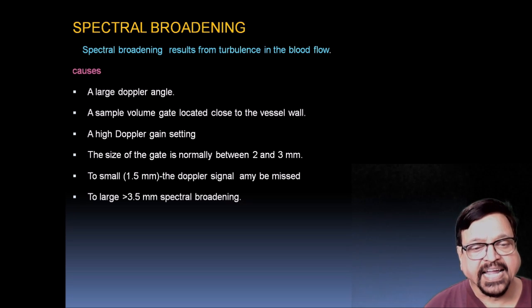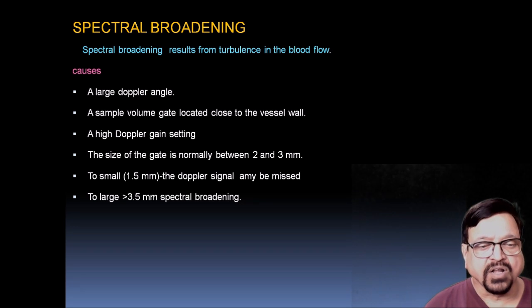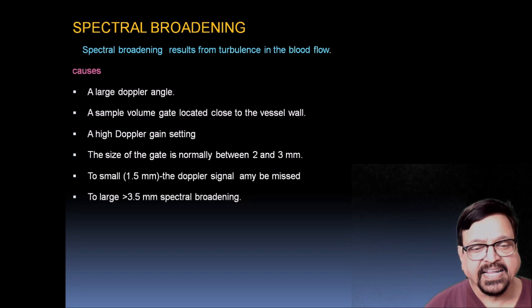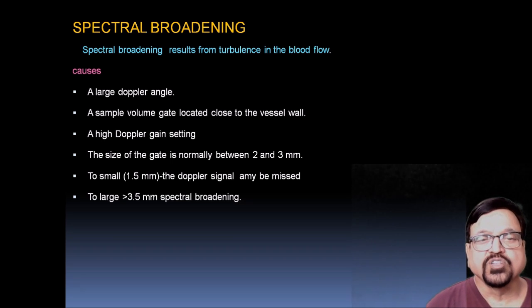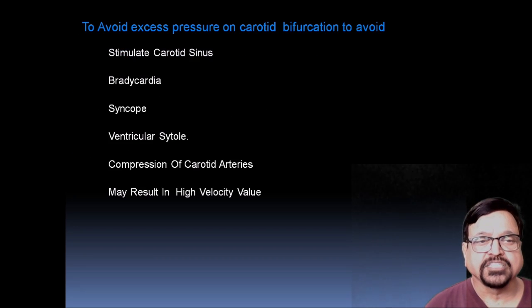The size of the gate is normally between 2 to 3 millimeters. If it is too small, a 1.5 millimeter gate, the Doppler signal may be missed. And if it is too large, that is more than 3.5 millimeter, spectral broadening will occur. So you will have to set it in proper setting so that you will get a proper spectrum.